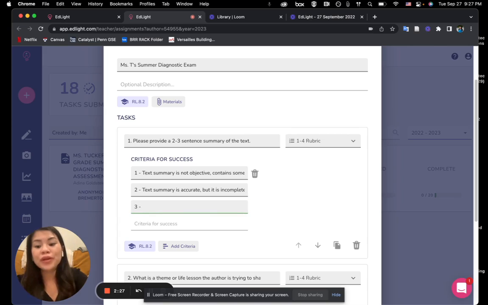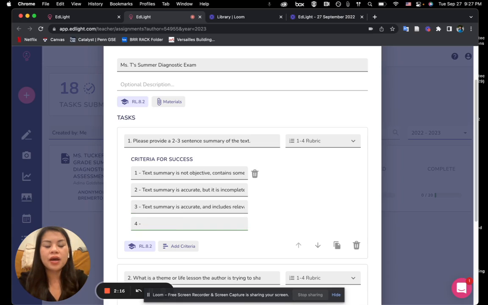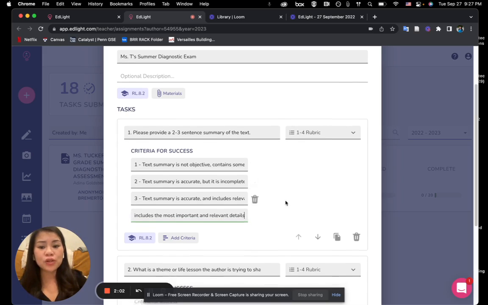The next, which would be really approaching mastery here, would be a text summary that is accurate and includes relevant details. And then mastery to me would be a text summary that is accurate and includes the most important and relevant key details. So that's what I'm looking for here.